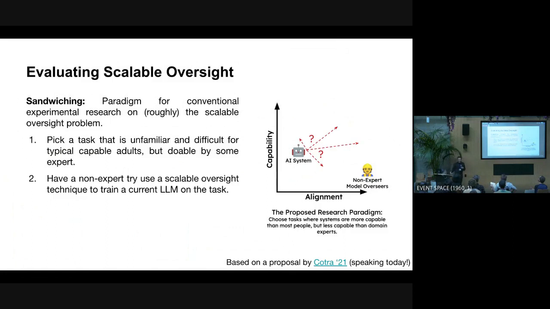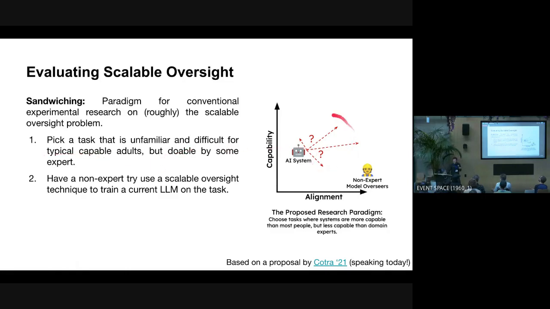You then have a non-expert try to use a scalable oversight technique with some current large language model that you think actually has an advantage over the human, has some domain knowledge or skills that we don't have, to train the model on the task. So you're trying to fine-tune the model to get it to do what you want. The trouble is you only have non-experts involved. You're not consulting any doctors. You're not consulting any domain experts at this point. You're not consulting any specialized literature either. You're just trying to work with the model and see how far you can get.